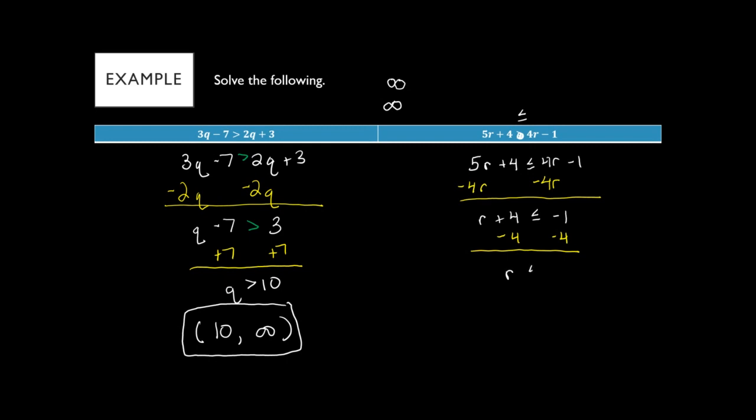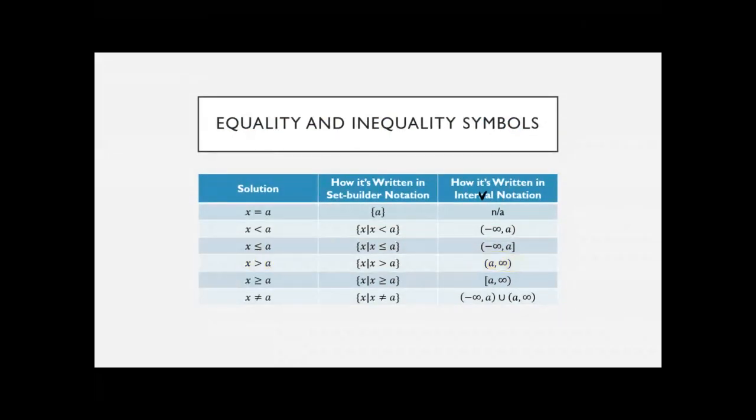And this gives us r is less than or equal to negative 5. Make my symbol a little better there. So we've got our less than or equal to. So I'm going to go to our chart, and we are looking at this row with the less than or equal to symbol. It is basically like a mirror image of the greater than or equal to symbol. So you're just reversing where the infinity is, where the number is, where the bracket and parentheses are. But now you have a negative infinity. So we're going to be writing this parenthesis, negative infinity, comma, our number, and then a bracket.